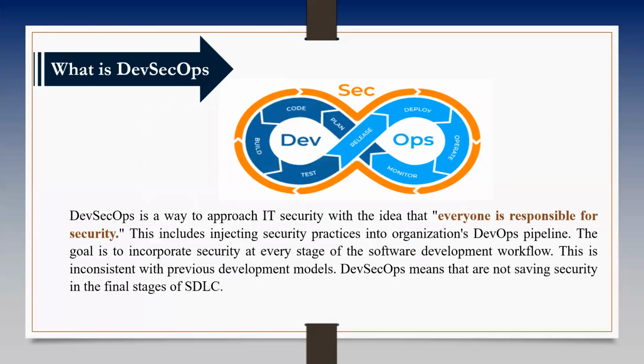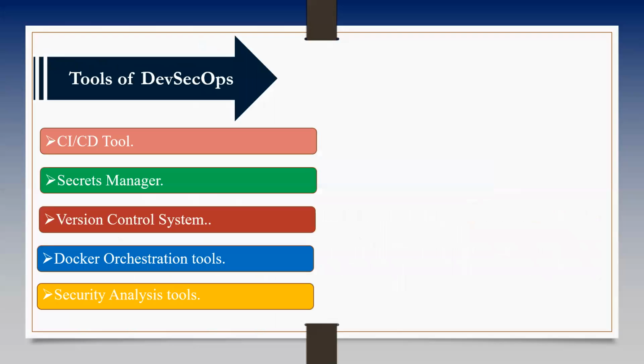Actually, what is DevSecOps? DevSecOps is a way to approach IT security with the idea that everyone is responsible for security. This includes injecting security practices into organizations' DevOps pipeline. The goal is to incorporate security at every stage of the software development workflow. This is consistent with previous development models. DevSecOps means that we are not saving security for the final stage of the software development lifecycle.